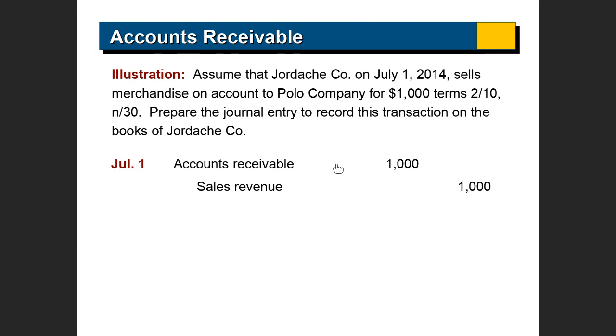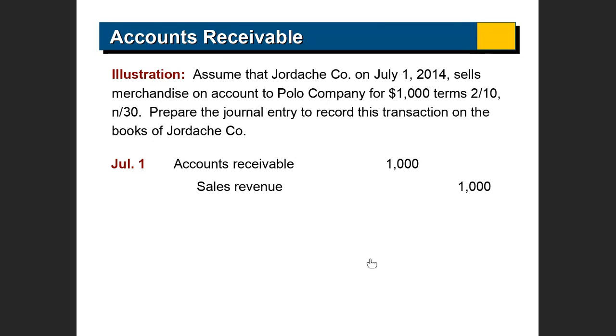Accounts receivable goes in which financial statement? Accounts receivable goes in the balance sheet. In which section of the balance sheet does it go? Current asset. Excellent. The sales revenue, where does it go? Income statement. Where does it go on the income statement? First line, right? First line of the income statement, right? Very good. Yes.